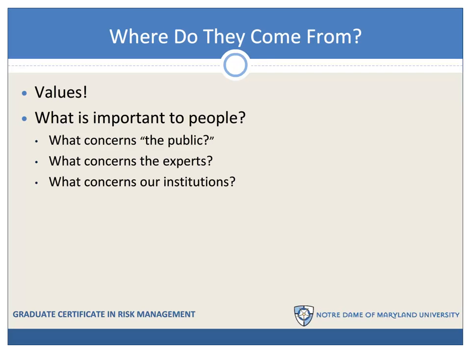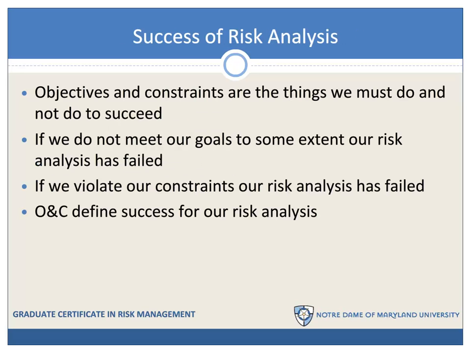Where do these objectives and constraints come from? Well, ultimately you're going to see they are very closely tied to the problems and opportunity statement. But your articulation of the objectives and constraints is informed by values. And values depend on what is important to people. There are things that concern the general public. There are also things that concern the experts. And then there are things that concern our institutions, our legal institutions, and other stakeholder groups. This is where objectives and constraints come from.